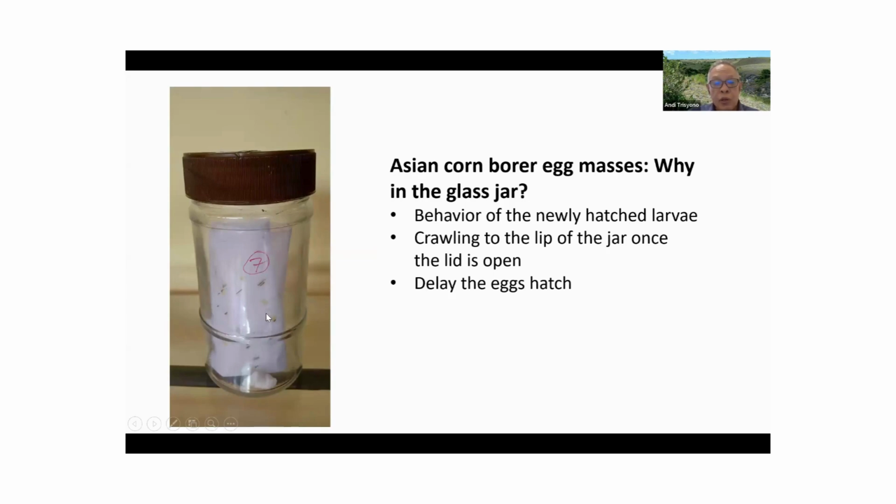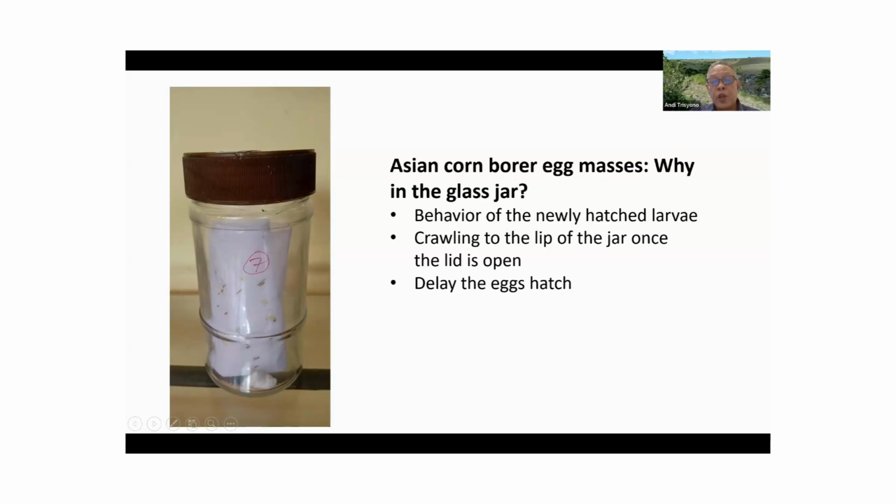This is for Asian corn borer. We do use jars because we have eggs here, and if the larvae hatch, they will start crawling. So if we have a lot of larvae hatching on the same day, and they start crawling on the paper in the jars, when we open the lid, all the larvae will come up and stay on the lip of the jars.